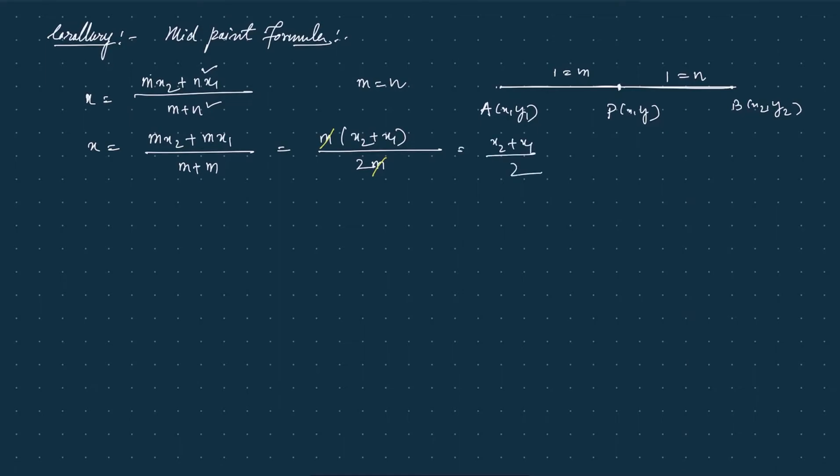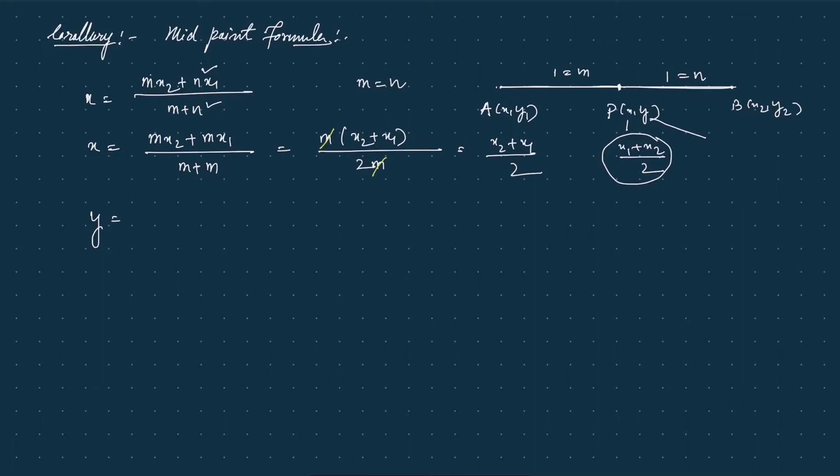So for this part of x, it is going to be x1 plus x2 divided by 2. Okay, now the remaining thing is we need to find the coordinate of y. Similarly, we can use the internal division formula again for the y coordinate.